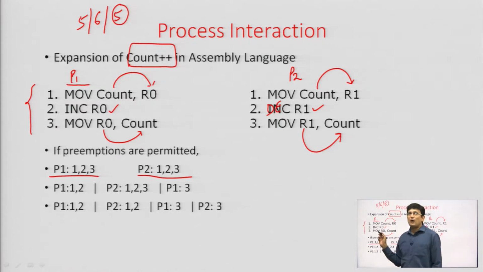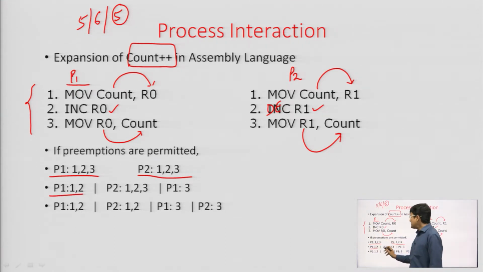Now, if we allow preemptions to take place in between, that is, after execution of some statement the process is preempted, the other process is given the chance, and after some time that process is preempted and the first process is given the chance, let us see what will happen.